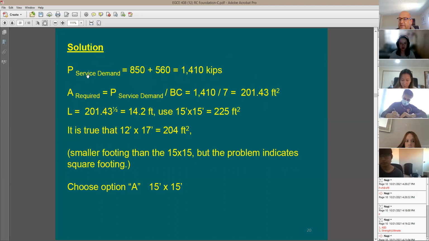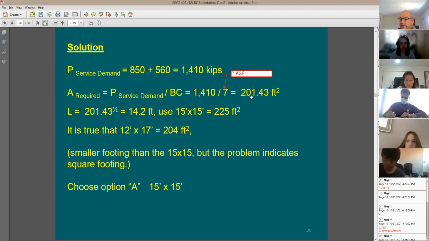All right, P service demand, just add the dead load to the live load. It's going to be 1410 kips. Required area, the contact area between the soil and the concrete, is going to be equal to the P service demand, 1410, divided by 7 KSF. So units here become now, again, this 7 is going to be 7 KSF, kip per square foot.